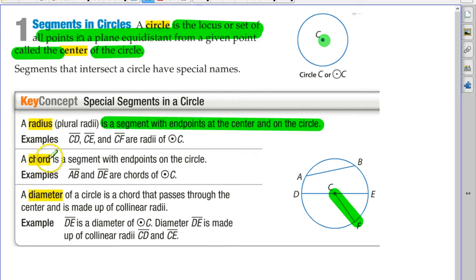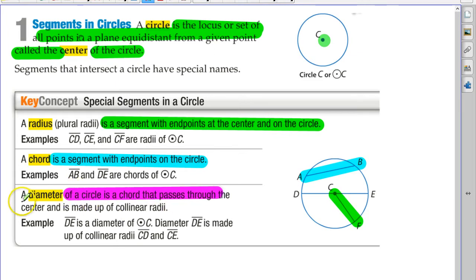A chord, C-H-O-R-D, is a segment with endpoints on the circle. So AB right here has its endpoints on the circle, and so does DE. But DE is a specific type of chord called the diameter. The diameter is a chord that passes through the center and is made up of collinear radii. It's a fancy way of saying it, but it's basically a chord that contains the center of the circle. That's the easiest way to describe it. You don't really need the other part, but it does make it nice and fancy. It just isn't that necessary.